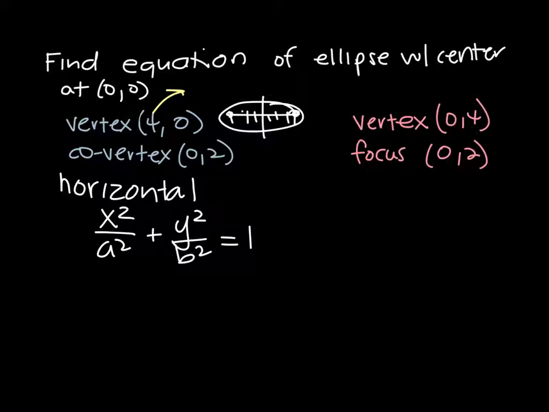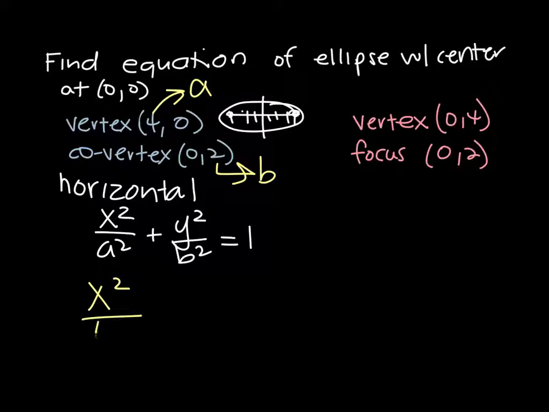So if I get given the vertex is 4, that means A is 4. And the co-vertex is B, that means 2 is B. That's the standard form of an ellipse. I still don't get the foci. I don't need it yet. For the first one, you don't even need it, because I could just plug it in.